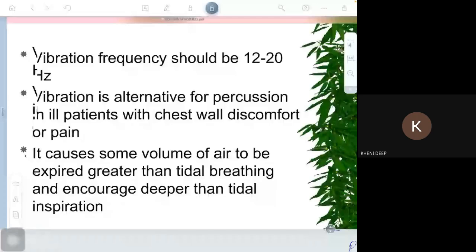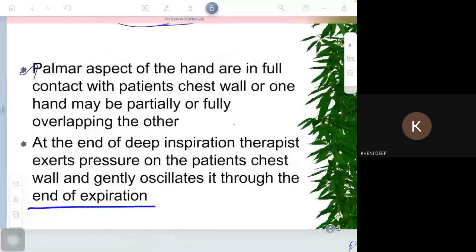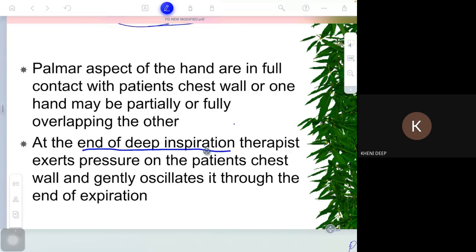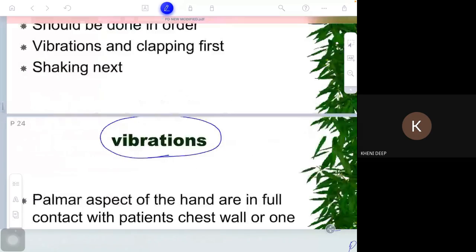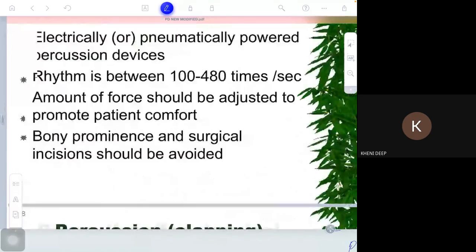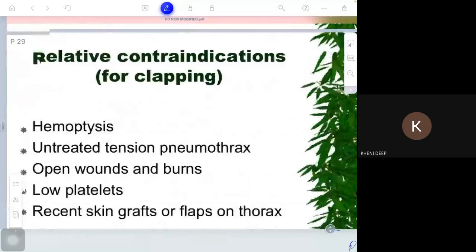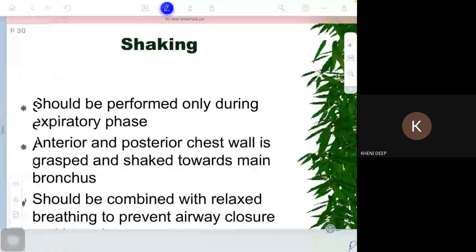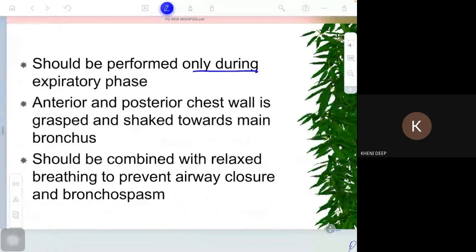Yes, sir. Now you read this point. At the end of deep inspiration, the therapist, that is after taking deep inspiration, now the therapist is exerting... sorry, this is vibration. Okay. Shaking. See, shaking should be performed only during the expiratory phase.